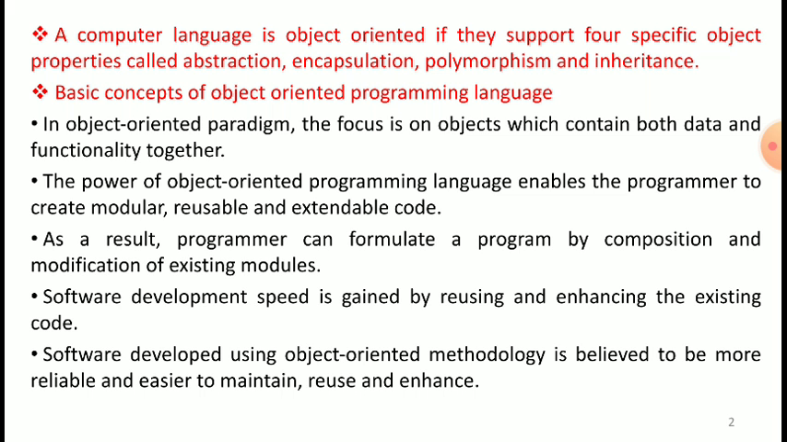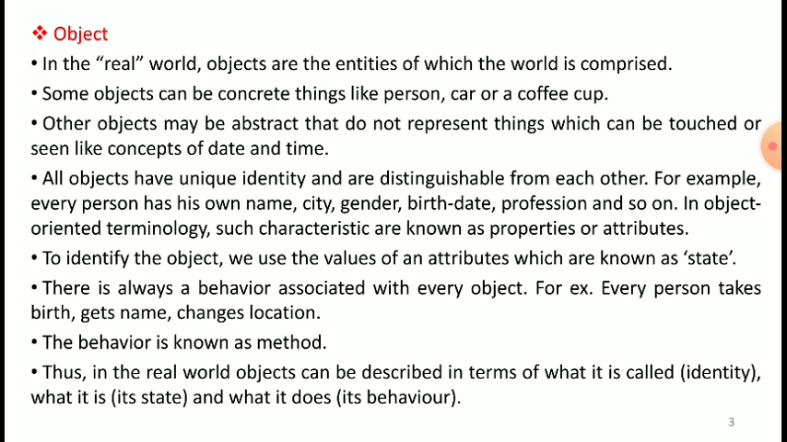I will now explain the introduction to object-oriented concepts, and the main topic is objects. First, objects: in the real world, objects are the entities of which the world is comprised. Some objects can be concrete things like a person, a car, or a coffee cup. Other objects may be abstract, which do not represent things that can be touched or seen.